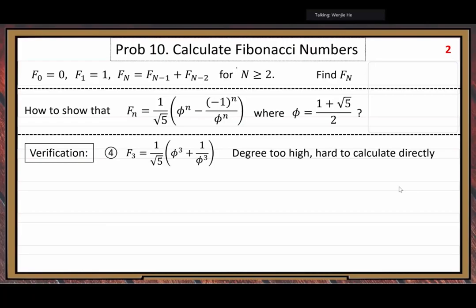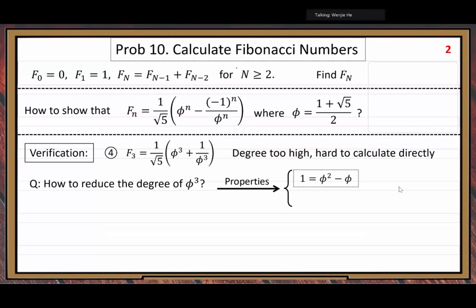How can you make it lower? Apply the special properties of the golden ratio. We can make the degree lower. So how to reduce the degree of this phi cube? Let's talk about special properties of the golden ratio. There are two properties of the golden ratio.